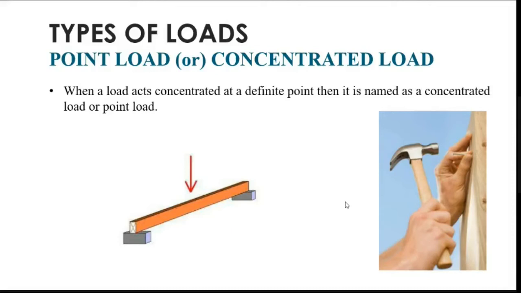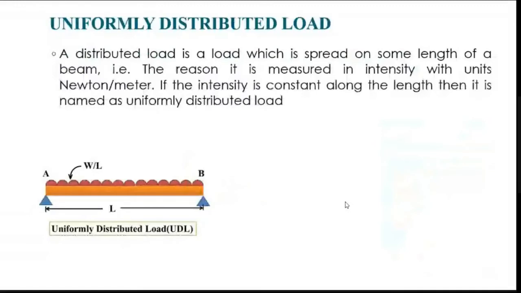Something like this, acting only at a particular point. The next one is the uniformly distributed load. For example, we discussed keeping a book on a table, or a laptop or computer on a table. When you look at the surface of this computer or book, it is large, a rectangular type of surface. But what we do is convert it to a point load.